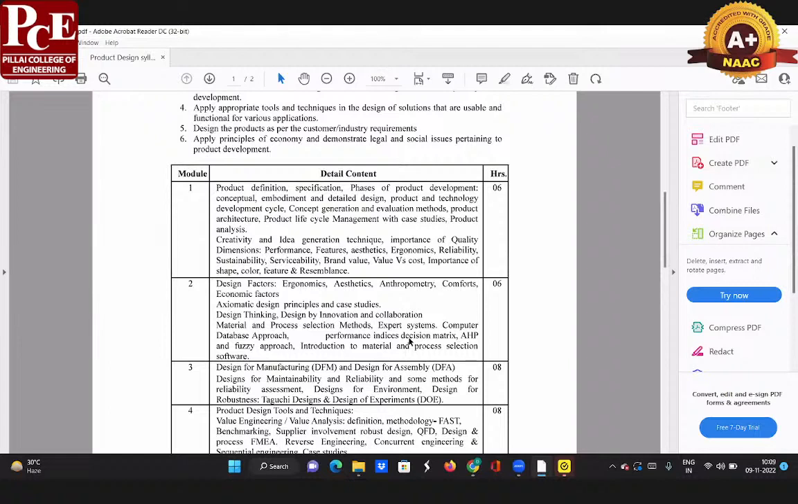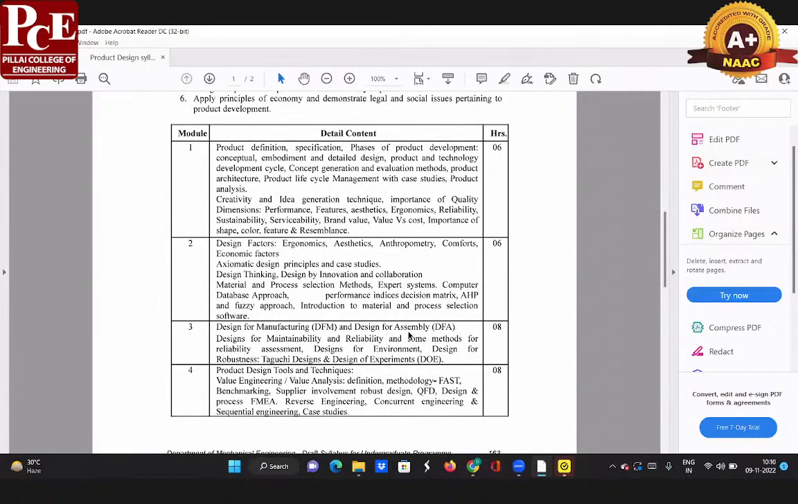Then there are different optimization techniques like the design for robustness. In robust design, we have Taguchi design and the design of experiments. Those design considerations you will be learning in module 3. Then in module 4, design tools and techniques.